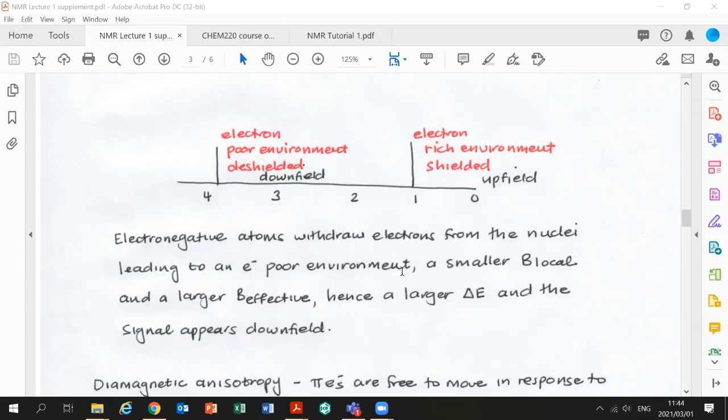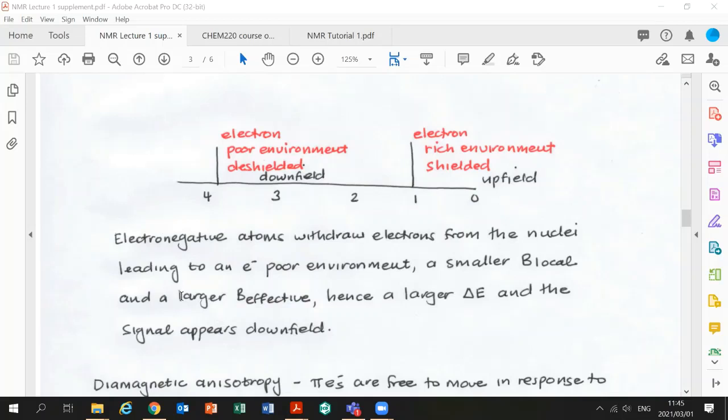Remember that occurs because we now have a smaller local magnetic field by the electrons, because the electrons are not so close to the nucleus anymore, it's a bit further away, right? And once we have a smaller B local, we'll have a larger effective magnetic field and hence more energy, and the signal will appear downfield, right?